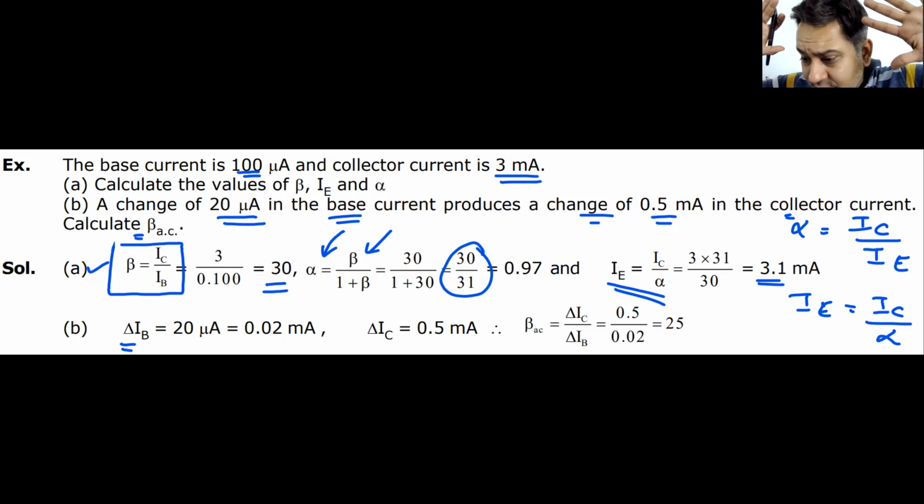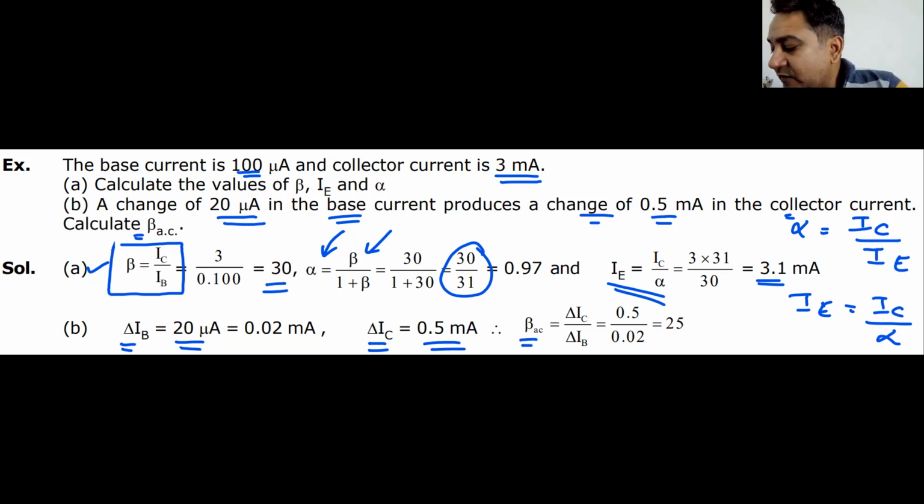Do we understand this? Yes, sir. I need all your hands in the air. When AC comes, we don't have base current. We have change in base current. Okay. So change in base current is 20 microamps. Change in collector current is 0.5 milliamps. Just divide change in collector current by change in base current, and you get the value of beta. Do we understand this? Yes, sir. The language has changed, but the formula remains intact.